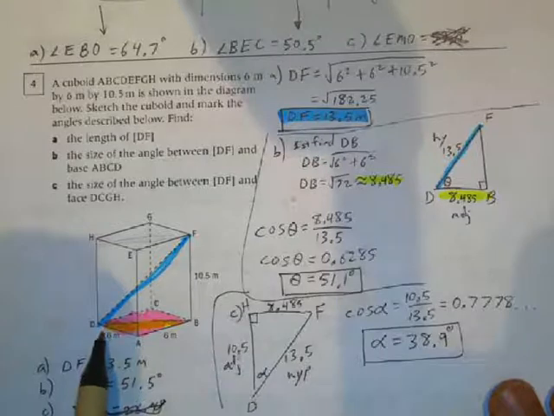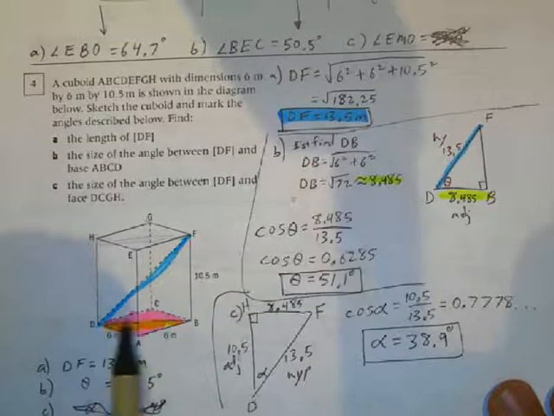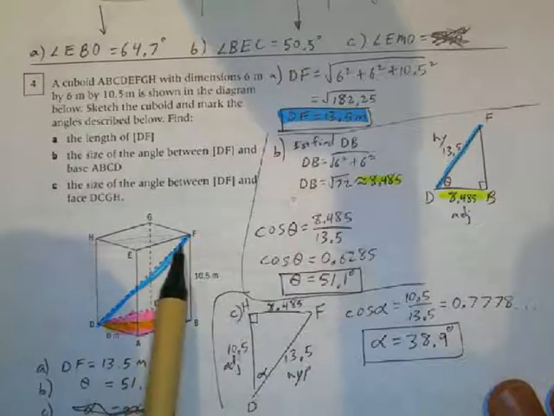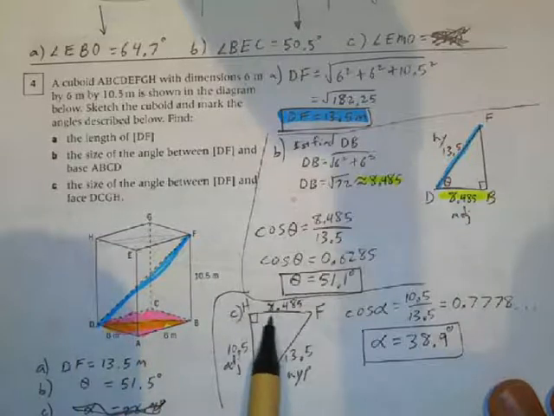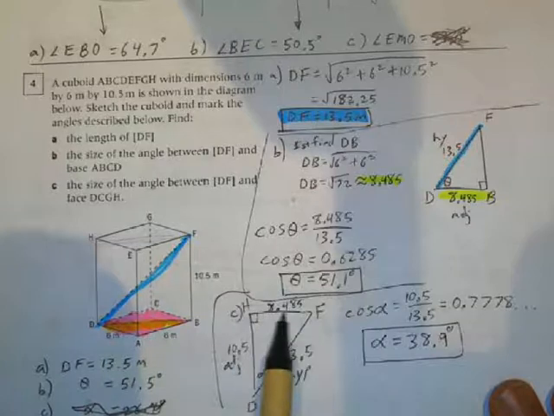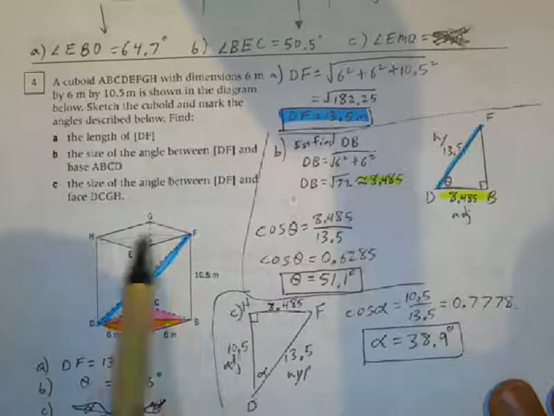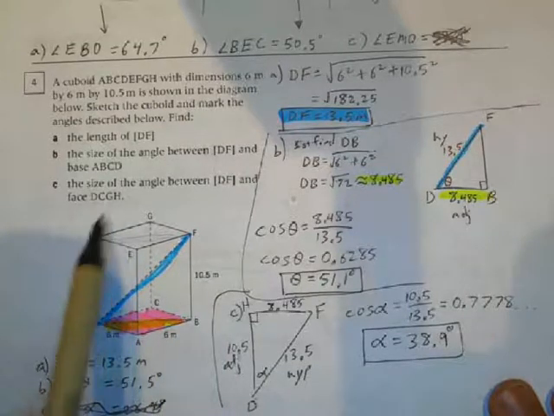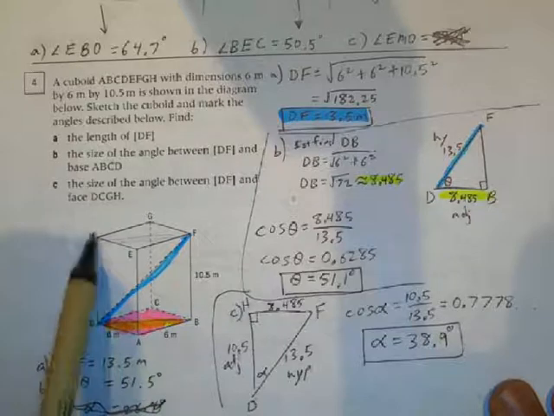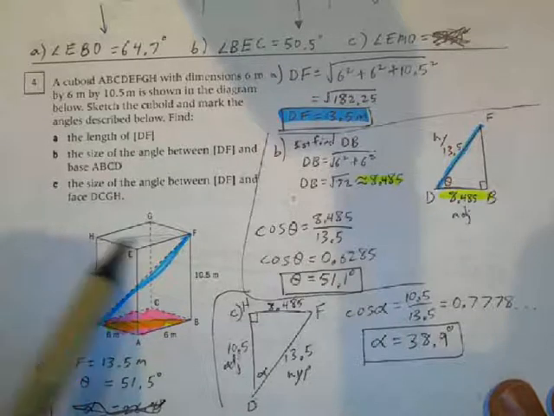Where's C? CGH, that's this other side of the box, and DF. So what I did was I know that this diagonal here is 8.485 because I'm trying, so DF and this side here, DCGH, we're going to be using, we're going to try to find the angle between D, H, and F.